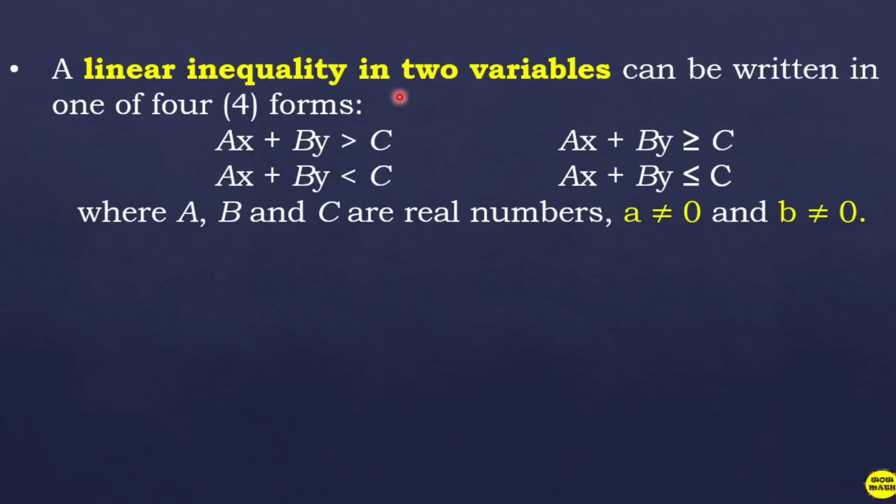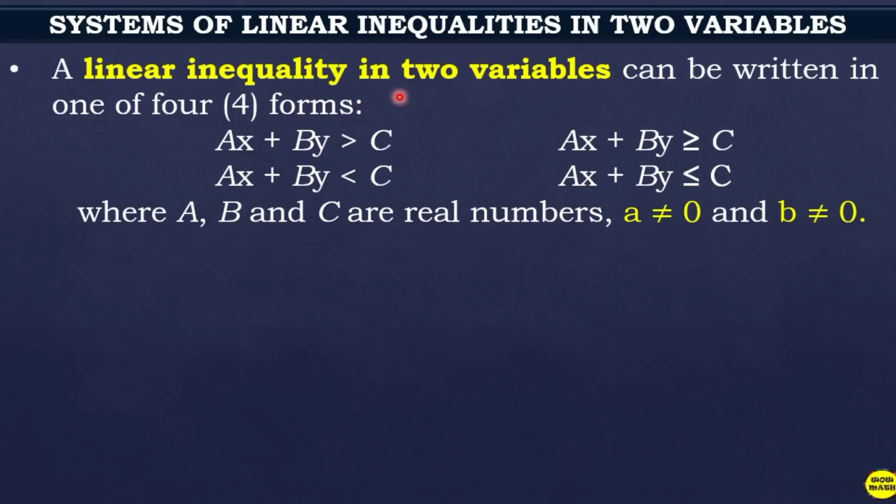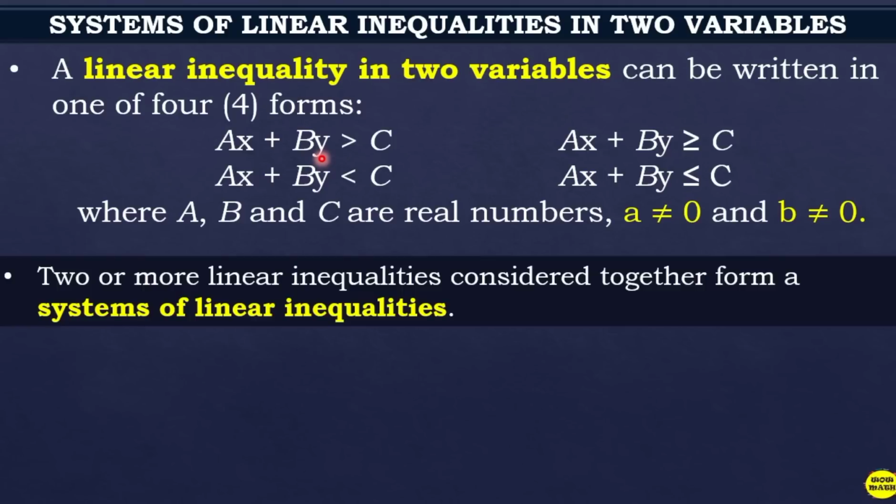Now, since this is about systems of linear inequalities in two variables, ano nga ba ito? Na-define na natin ang linear inequality. Ano naman ang ibig sabihin ng systems of linear inequalities? Okay. So, systems of linear inequalities is actually the combination. Ito yung two or more linear inequalities considered together. Kapag ang linear inequality mo ay hindi na lang isa, meron ka ng two or more linear inequalities na magkakasama, ibig sabihin that is already systems.